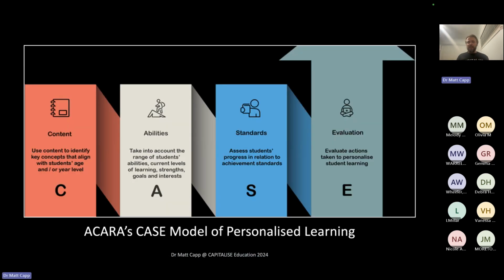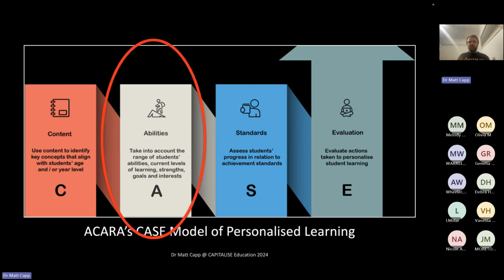So we looked a bit at the CASE model last session when we're looking at developing an inclusive curriculum. The CASE model is: I teach the content of the student's year level or age. Then I take into account their ability, so their strengths and their functional impacts. Then I assess along the achievement standards from prep to year 10, up and down. And then I evaluate how things go and I adjust as needed.